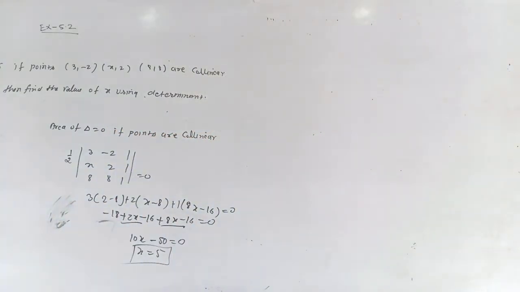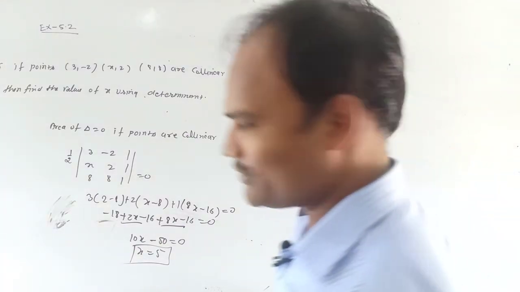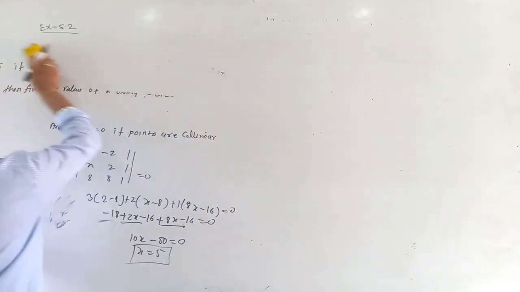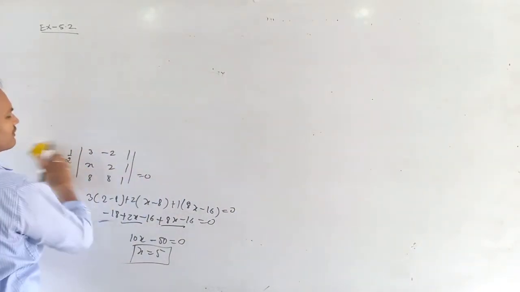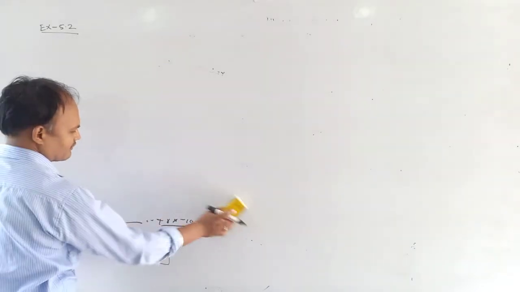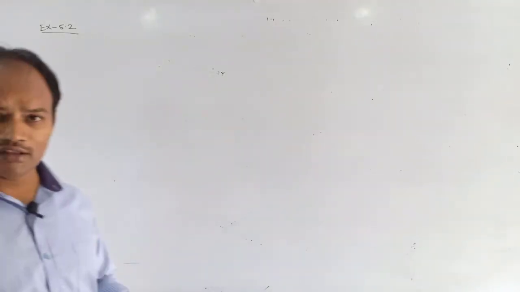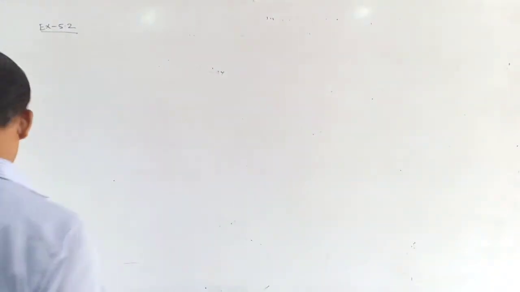Now we are going to solve the next question. What is the next question? Let's see. The next question is question number 6. So what is question number 6? Let's see. Question number 6 is: find the equation of the line.